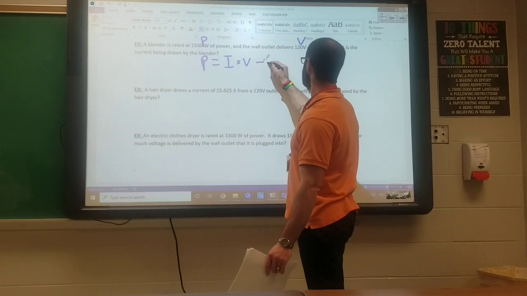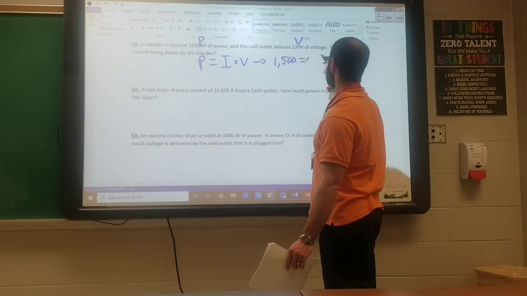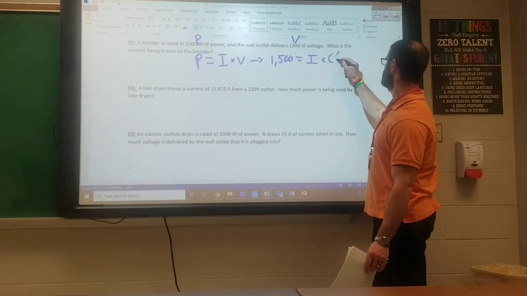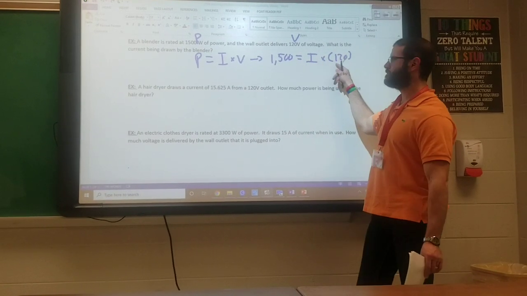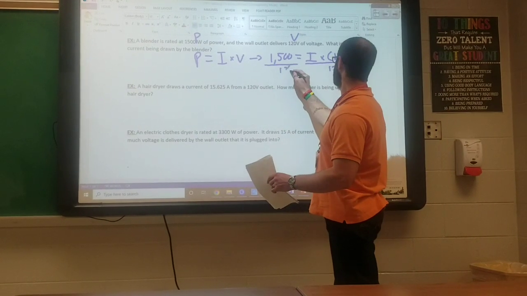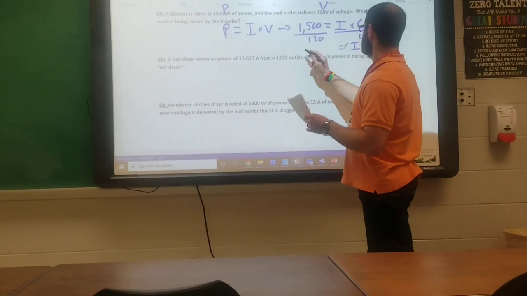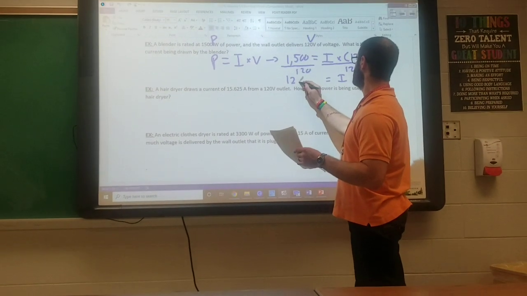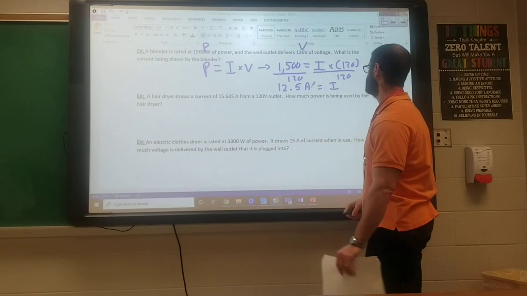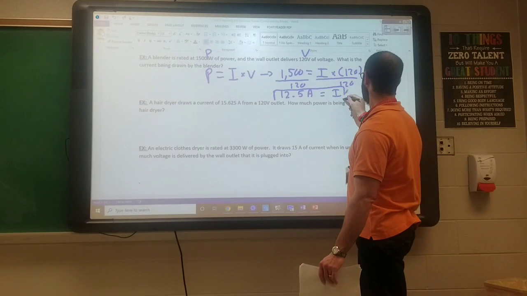So plug in 1,500 equals I, which we don't know, times V, which is 120. Divide both sides of that equation by 120, and you will get a current of 12.5 amps.